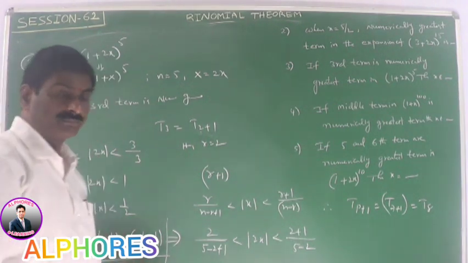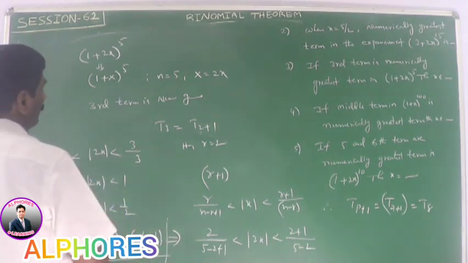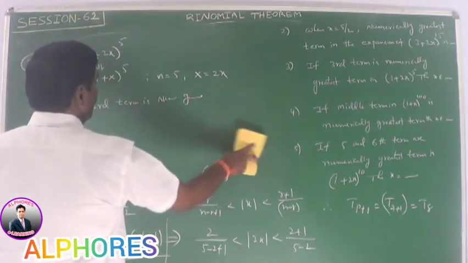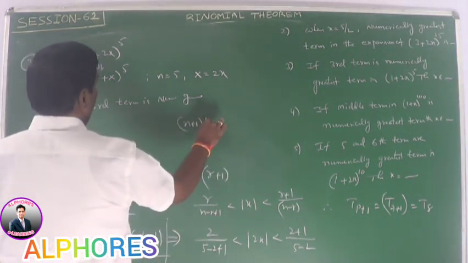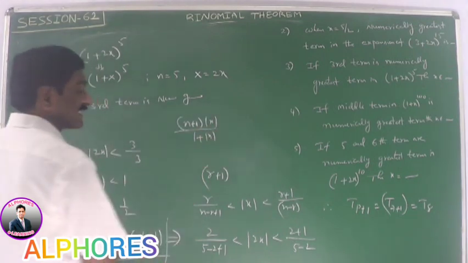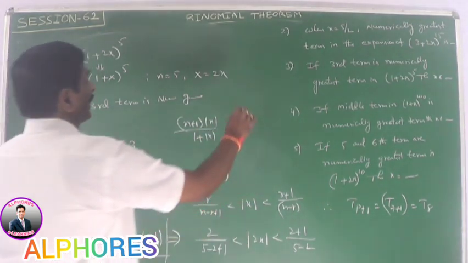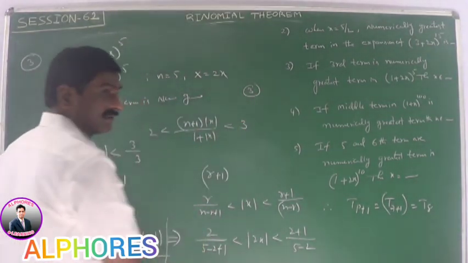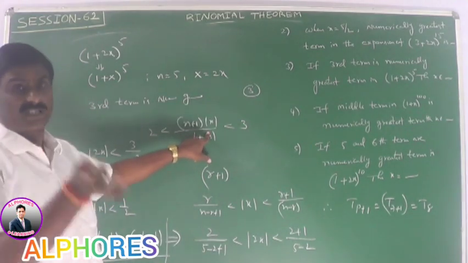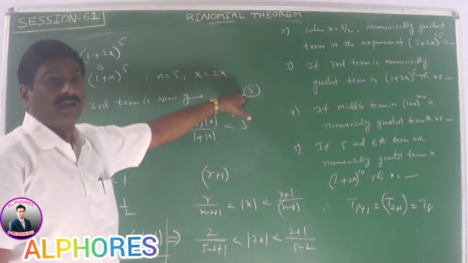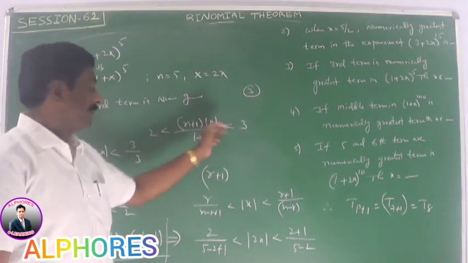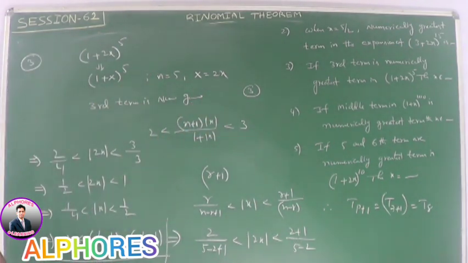Or the alternative method. If the third term is the numerically greatest term, then what is the condition? The value of (n plus 1) into mod x by 1 plus mod x lies in the interval 2 to 3, that is 2 is less than this value, which is less than 3. Then only we get the third term. So if the third term is the numerically greatest term, then (n plus 1) into mod x by 1 plus mod x lies between 2 and 3. By using this property, we find the range of mod x. Okay, please note this value.